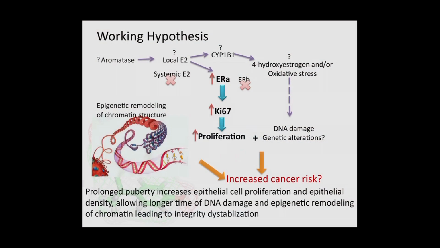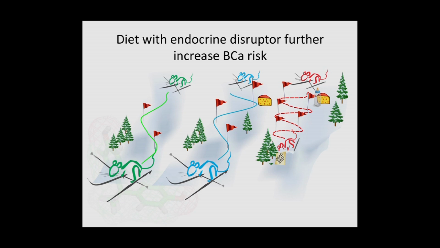So the hypothesis is that the prolonged puberty caused by the high-fat butter and bisphenol A, at a certain level, is going to increase epithelial cell proliferation and epithelial cell density, allowing a longer time for DNA damage and also epigenetic remodeling of the chromatin, leading to integrity destabilization. Okay, so with that, I can tell you there are 3 ways of doing it. You ski down here, you ski down here, and if you have a combination, you have a different course.